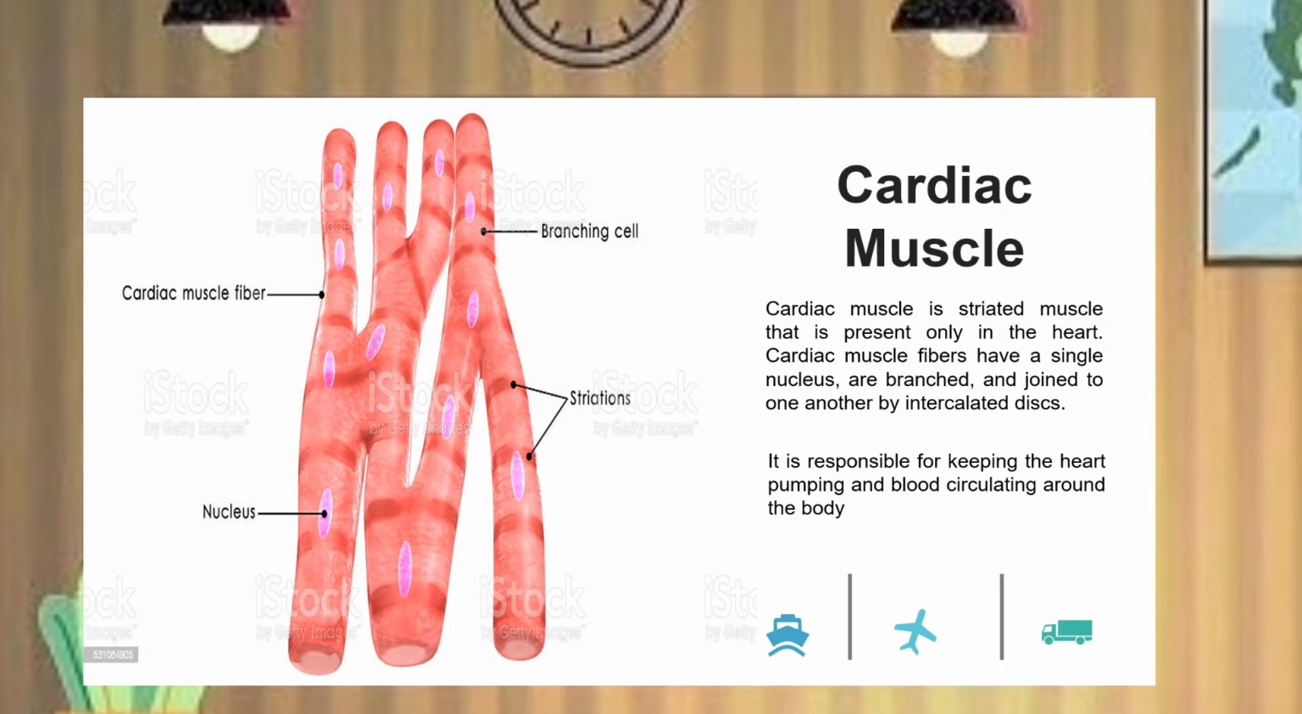Cardiac muscle is striated muscle that is present only in the heart. Cardiac muscle fibers have a single nucleus, are branched, and are joined to one another by intercalated discs. It is responsible for keeping the heart pumping and blood circulating around the body.